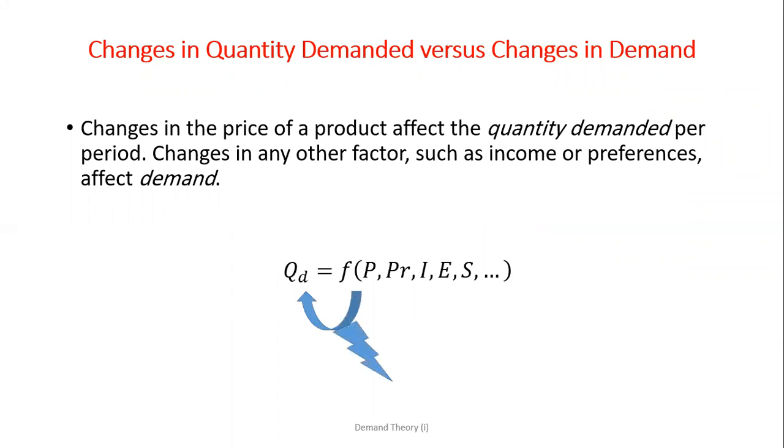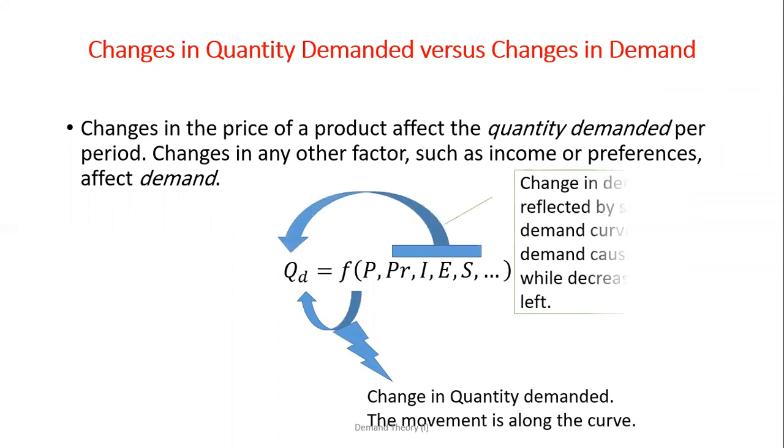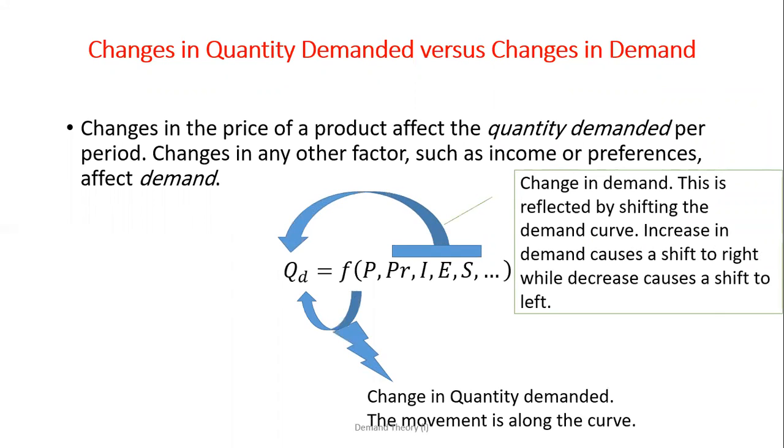Next, we differentiate between changes in quantity demand and changes in demand. Students, if price of something goes up, its quantity demand decreases. Whereas if price of related goods, income, expectation, season, taste, or a change in any other factor enforces quantity demand to fall, we do not say this as change in quantity demand. Instead, we say it as change in demand.